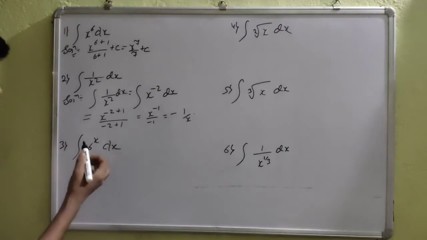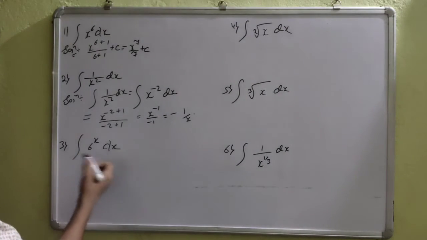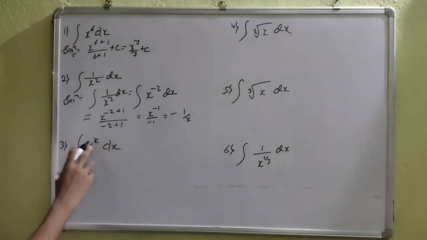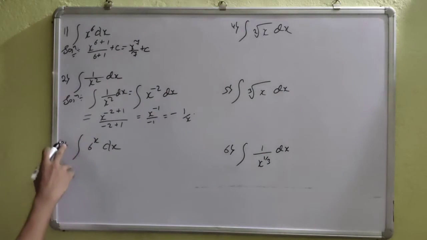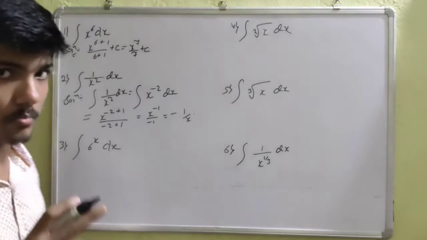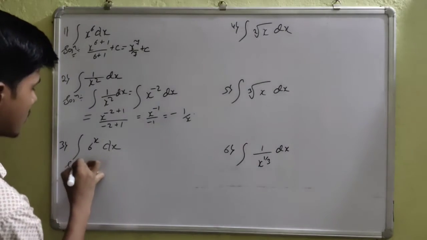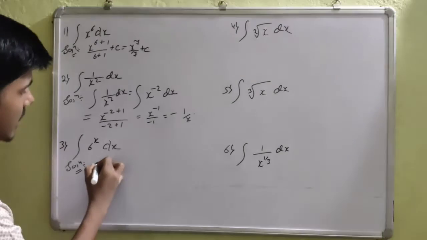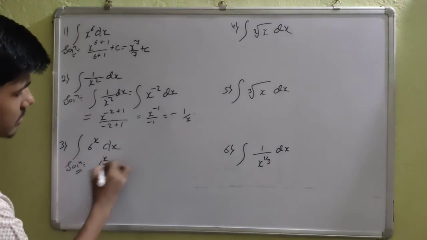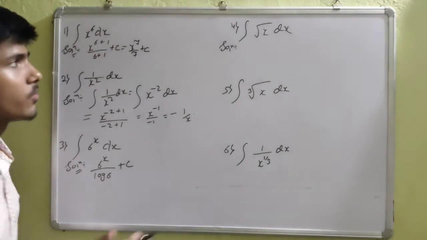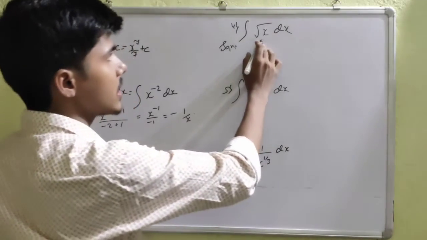The third question is integration of 6 to the power x dx. We can simply write this as a to the power x, and integration of a to the power x is equal to a to the power x upon log a plus c. So by integrating this function, we will get 6 to the power x upon log 6 plus c.